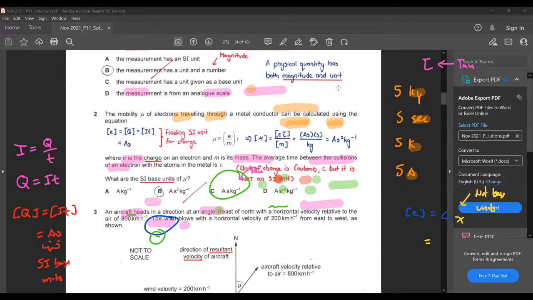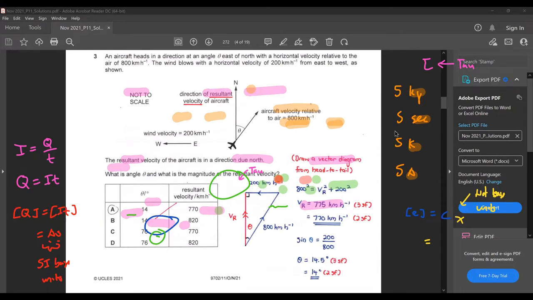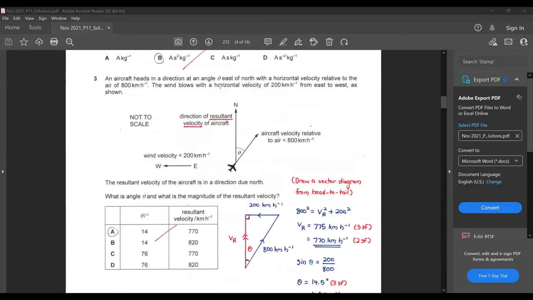All right. So this is number one, number two. Okay, number three. An aircraft flies in the direction at an angle theta east of north with a horizontal velocity relative to the air of 800 km per hour. The wind blows with a horizontal velocity of 200 km per hour from east to west as shown. The resultant velocity of the aircraft is in the direction due north. What would thus be the angle theta and the magnitude of the resultant velocity?